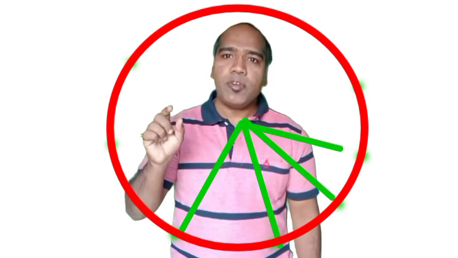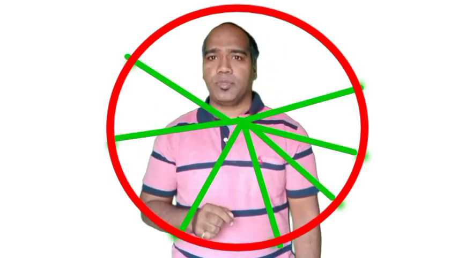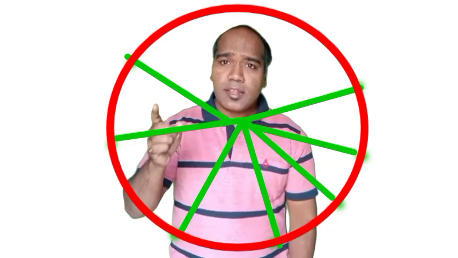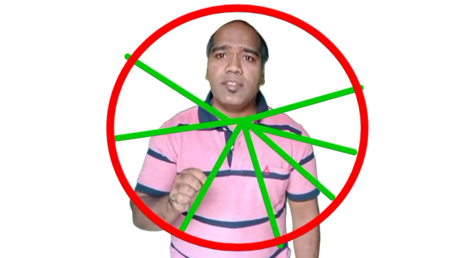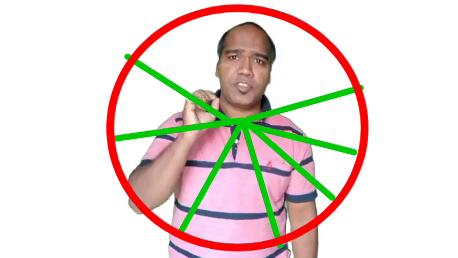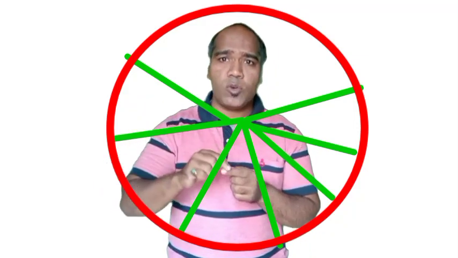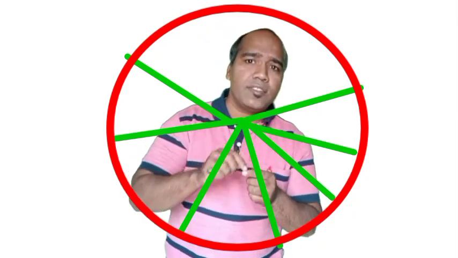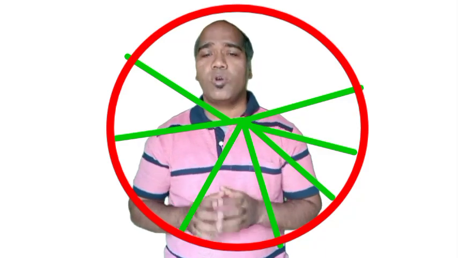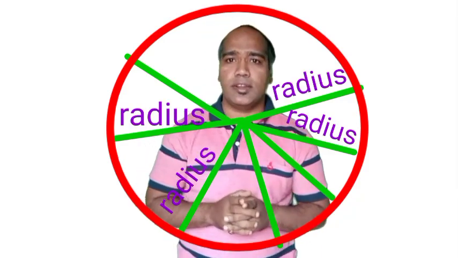It's a closed curve whose all the points are equidistant from a fixed point. Okay, so what is a circle? A circle is a closed curve whose all the points are equidistant from a fixed point, and all these equal distances from the fixed point to any point of the circle are called what? The radius of the circle.